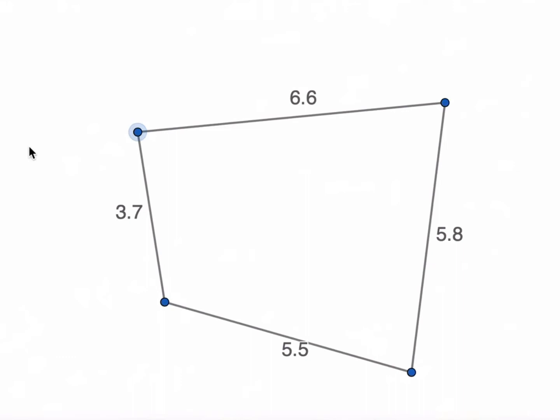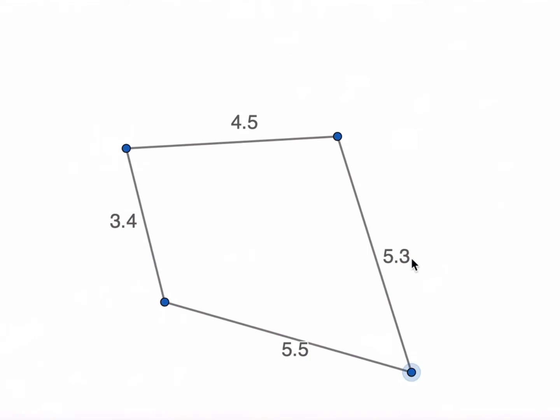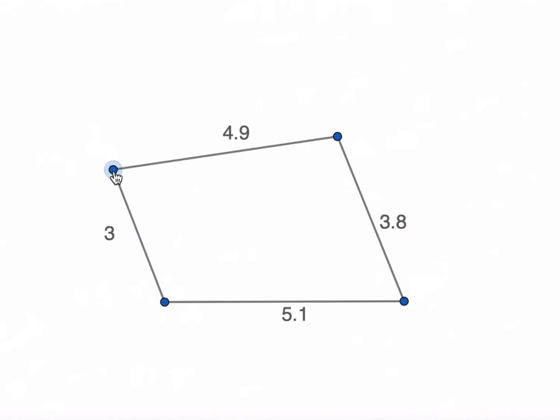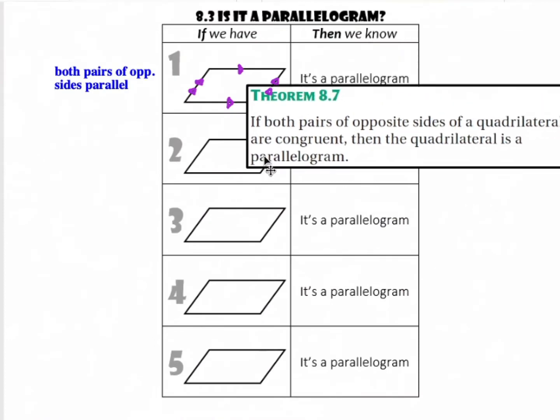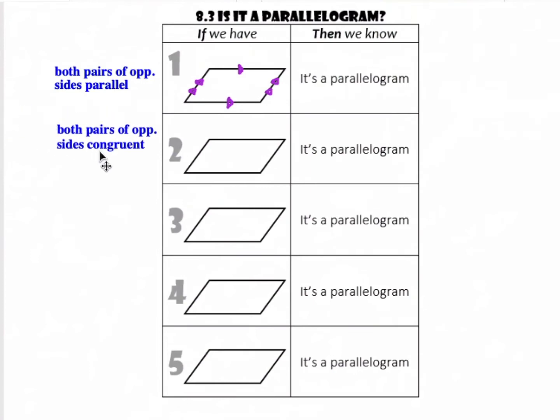So here I have the 4 lengths given in this diagram. And as long as I can adjust those so that the opposite sides are congruent, once the opposite sides are congruent, then it's a convincing parallelogram. This new theorem, Theorem 8.7, tells us that if both pairs of opposite sides are congruent, then you're guaranteed to have a parallelogram. So we're going to add that as our second way to tell if you have a parallelogram. If you can guarantee that both pairs of opposite sides are congruent, then you have a parallelogram.